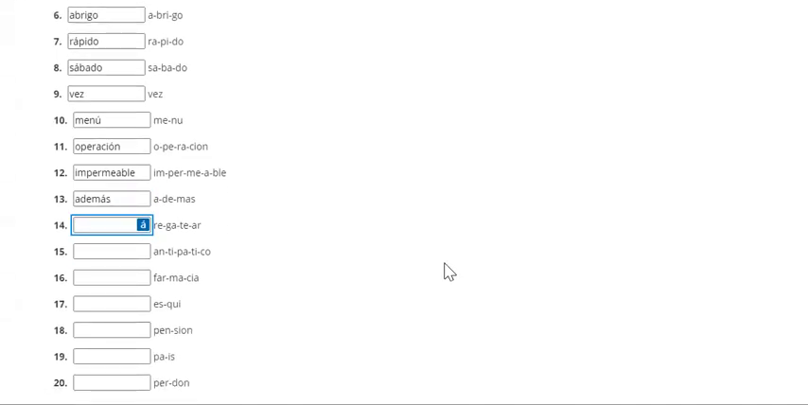Regatear. Now here, we've got an infinitive. Infinitives, the stressed syllable should be on the last syllable, and it will be here. Whenever you have a word that doesn't end with a vowel, N or S, the stress is on the last syllable, which is where it is here. So we just are going to rewrite this without any accent marks.